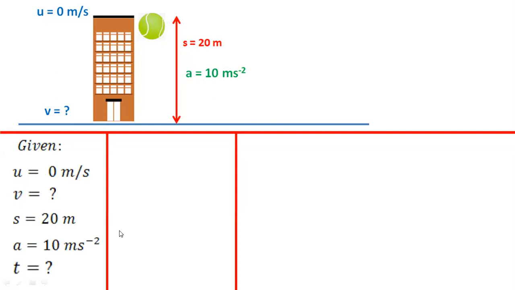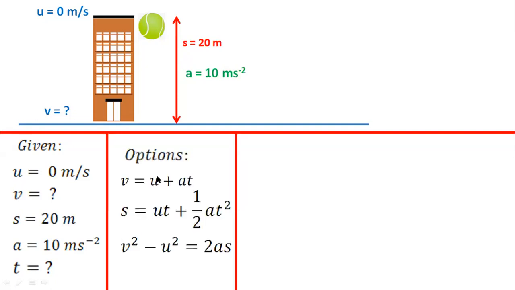Now, what options we have? We have three equations of motion. V is equal to U plus AT, S is equal to UT plus half AT square, or V square minus U square is equal to 2AS. First, we will try to calculate the value of V. Let us use the third formula, V square minus U square is equal to 2AS. You can also start with the second formula, that is up to you. Some students might be interested to find out time first. That is totally your choice. Answer will still be the same. But I am first going to find out V, then T.